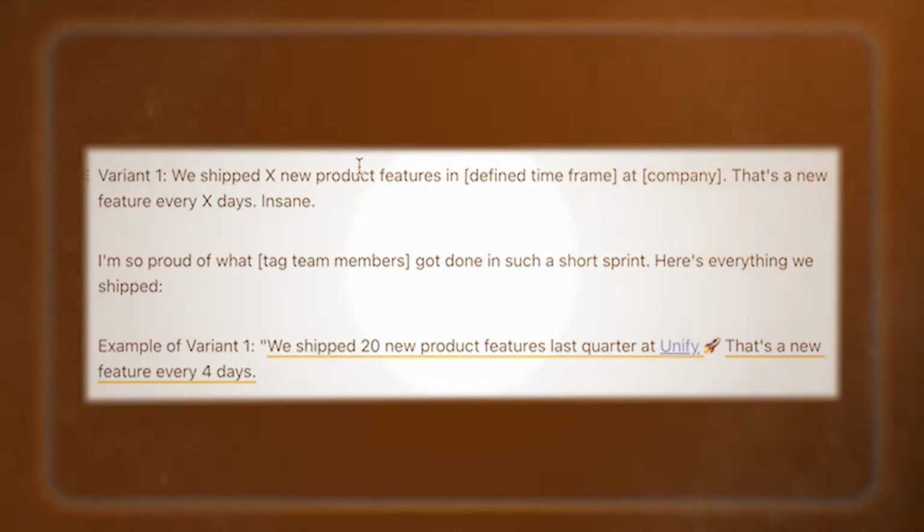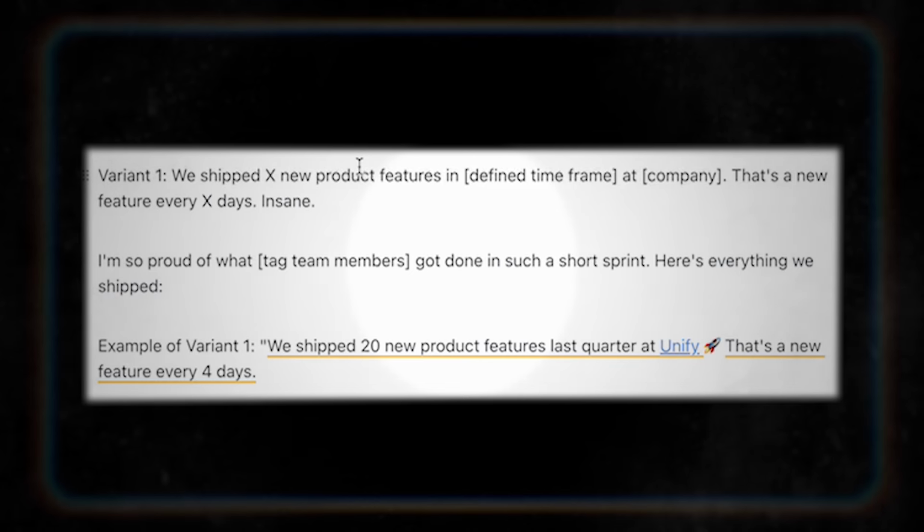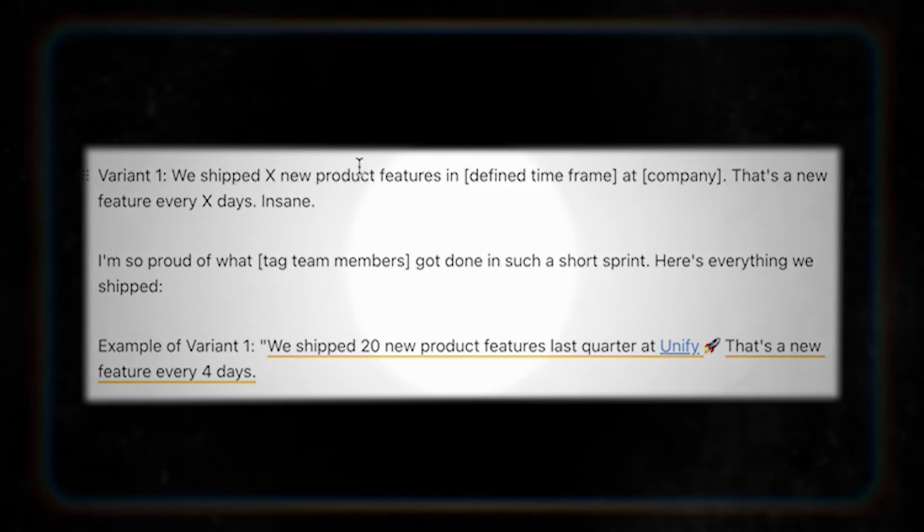It's just important to consider how you're framing it on LinkedIn. So as far as the template I would use here for the hook, I would do, we shipped X amount of new product features in a defined time frame at company. So an example of this would be, we shipped 20 new product features last quarter at Unify. And next would be, that's a new feature every X days. Insane. So that's a new feature every 4 days.